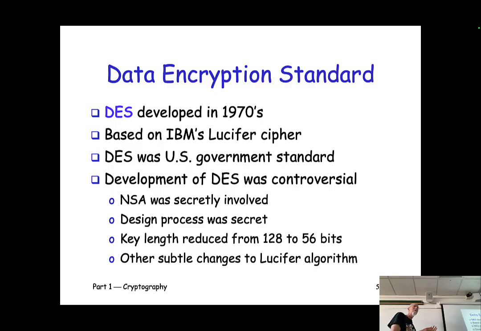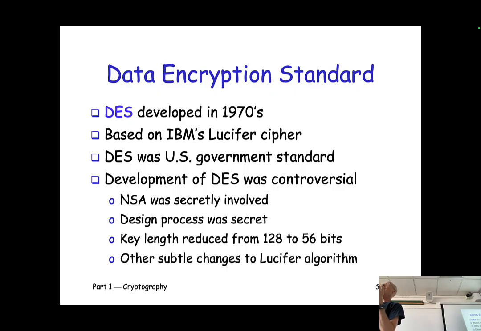But there was a small group at IBM. IBM had a research lab, and they were doing research on cryptography. So they had a small group that was working on cryptography. They submitted a cipher that was called Lucifer. All right, and here's the way it actually works.